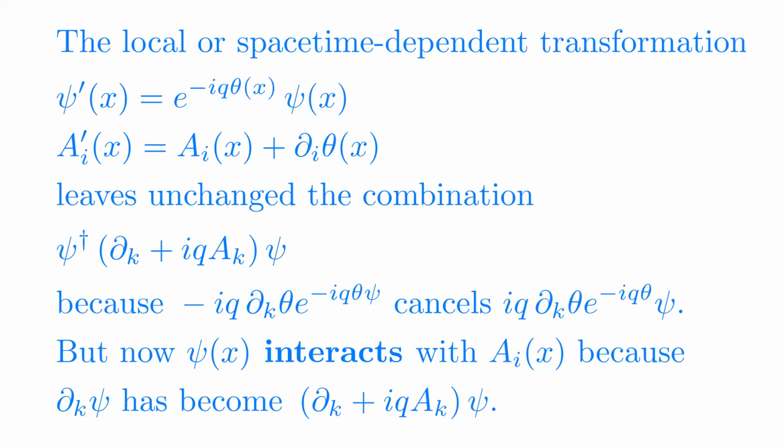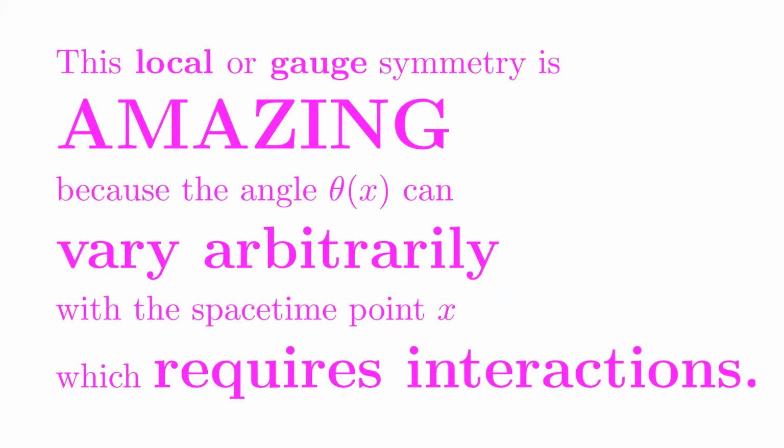And so this is the case for the quantum mechanics of charged particles, and it lies behind the solution of the hydrogen atom problem, for example. Local symmetry or gauge symmetry is really amazing because it's a symmetry in which the angle can vary arbitrarily with the space-time point X. And this extraordinary degree of symmetry requires interactions. And that's really an important aspect of 20th century physics and 21st century physics.